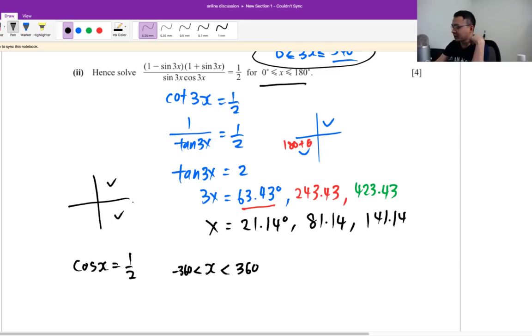Okay, we do the positive angle first. So the cos you move to the other side, you get 60 degrees. And the last quadrant is 360 minus theta, right? So you get 300 here.